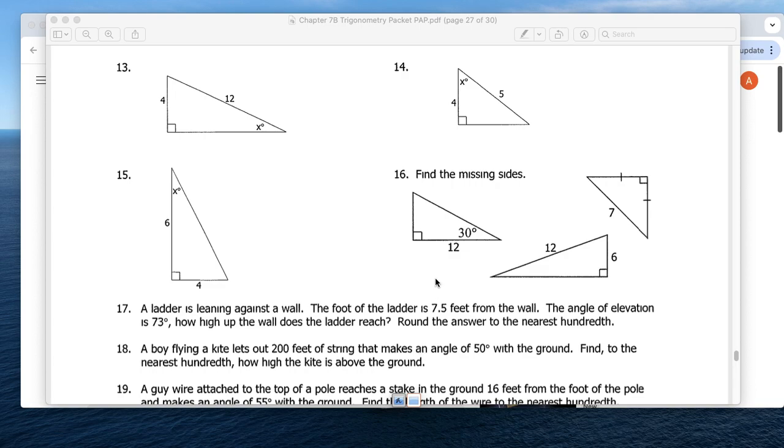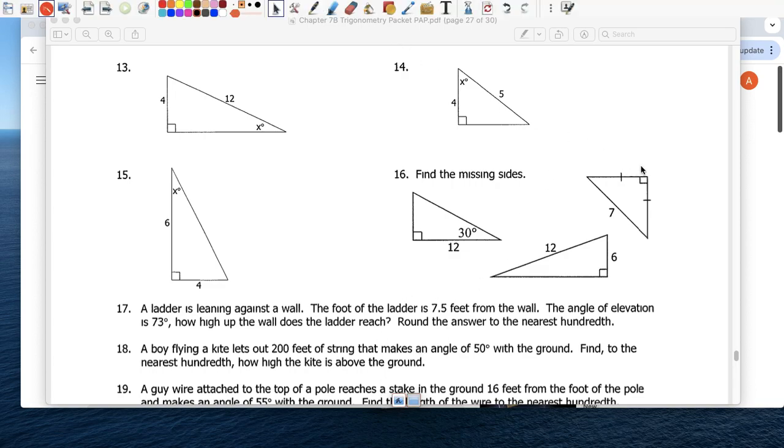So here's an interesting one. I'll do 16. This one right here. We know this is 90 degrees, right? We know that's 9 degrees, and so the hypotenuse is 7. And then this line over here means that this is an isosceles triangle. So this is x, and this is x, right?